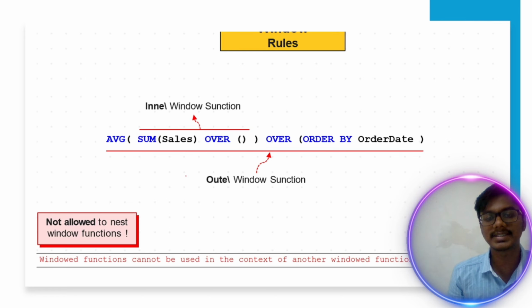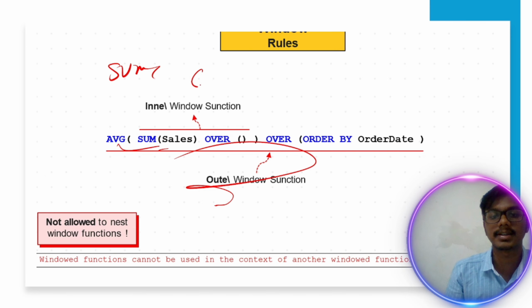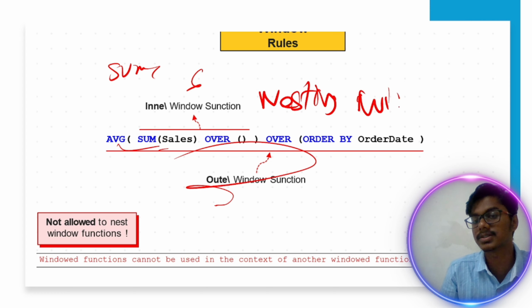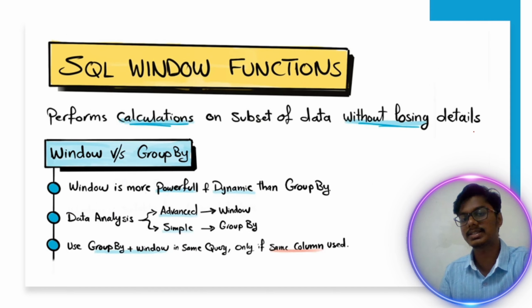Yes, in the previous rules itself I told you, right? Average of, I just told you, sum of sales, right? So we can't use a Windows function inside another. Nesting a Windows function cannot be allowed. That's the main rule, that's the important rule. Nesting Windows function can't be allowed. That's the main rule.